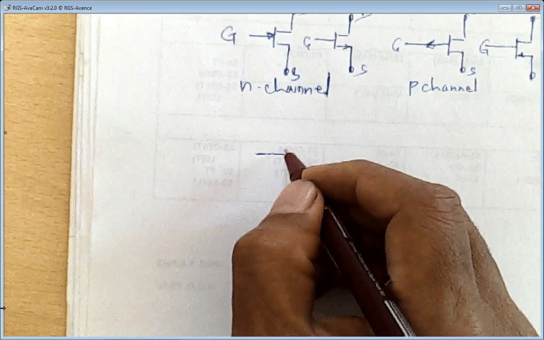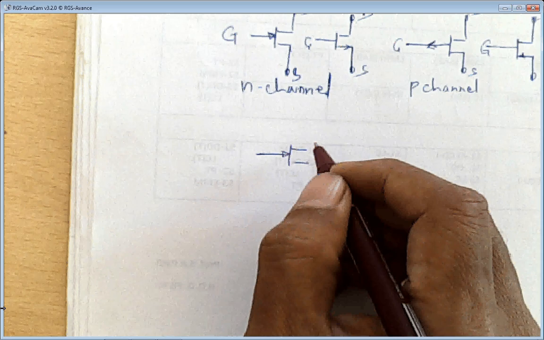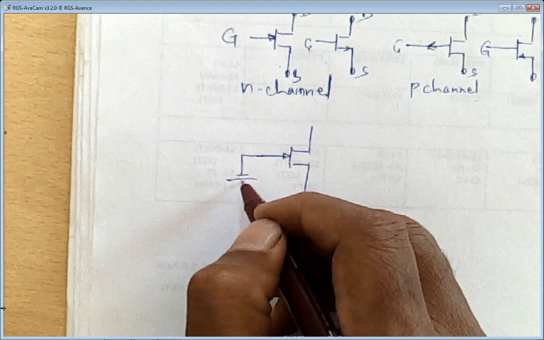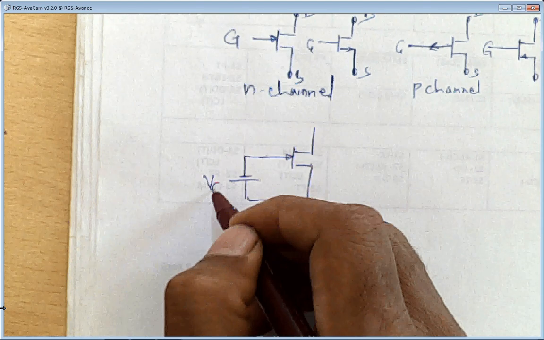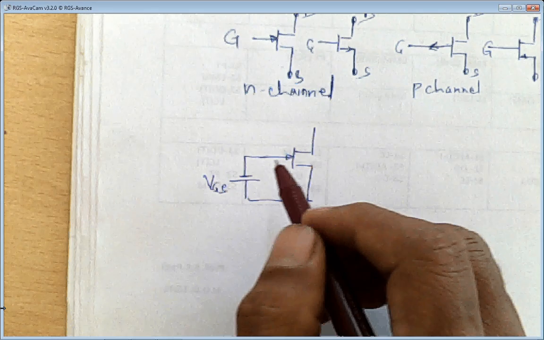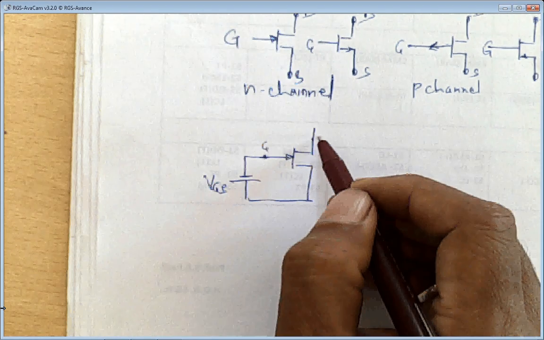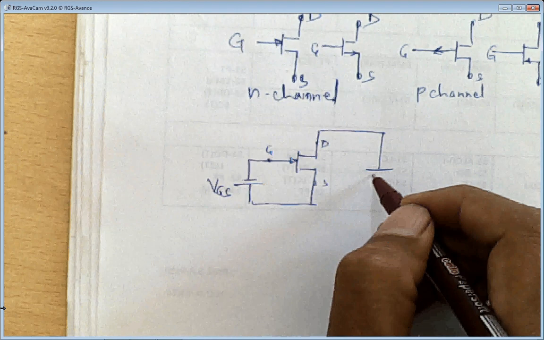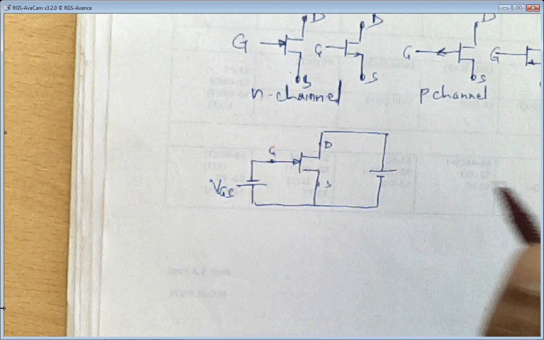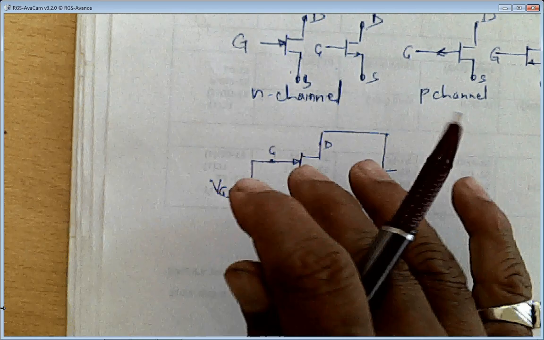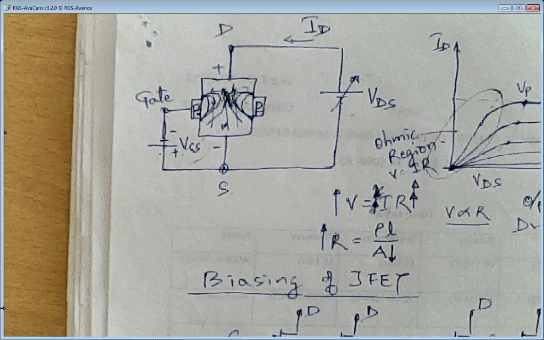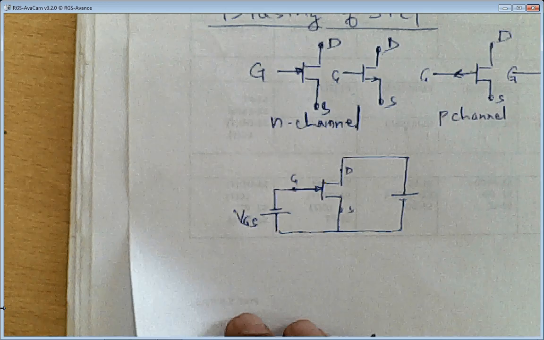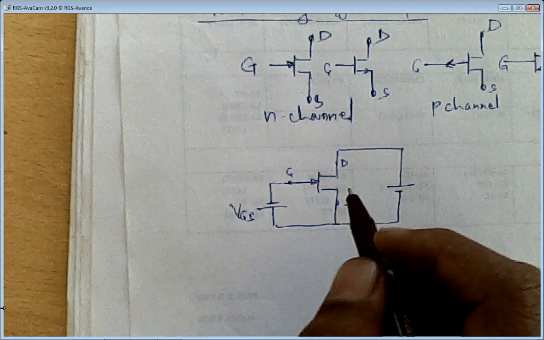So again, drain, source, gate. We are giving negative biasing for N channel, and that was VGS, the voltage between gate and source. This is your gate terminal, this is drain and this is source terminal, and VDS between drain and source is positive to the drain and negative to the source. This is the same working whatever we had seen here. The only thing is that we have replaced the semiconductor diagram with a symbol, and that's why you can find the drain, gate and source here.